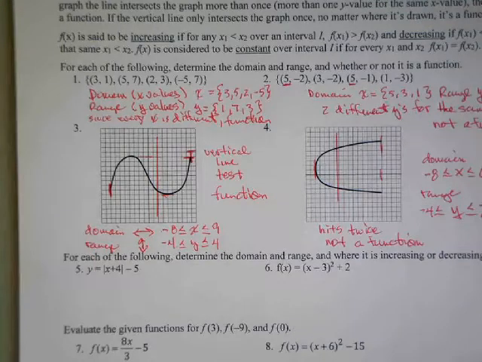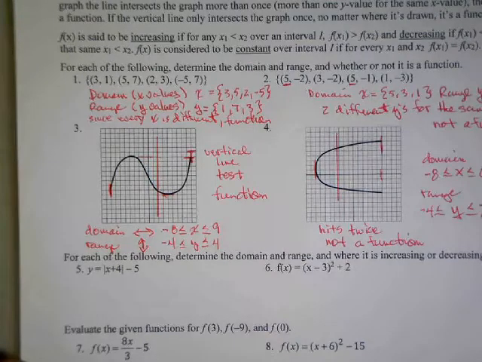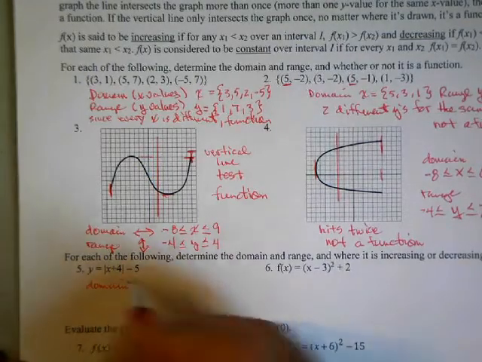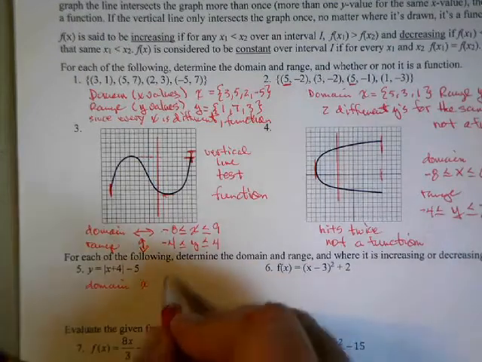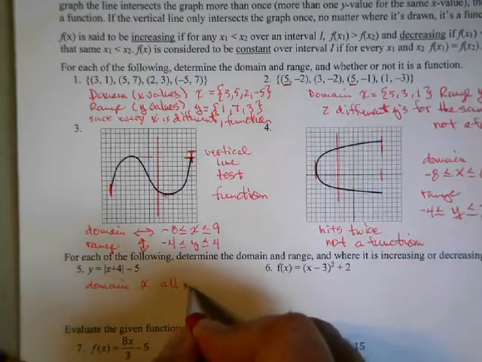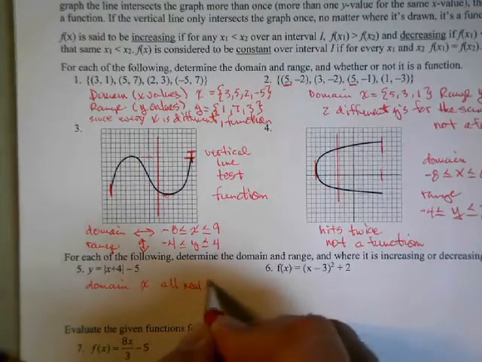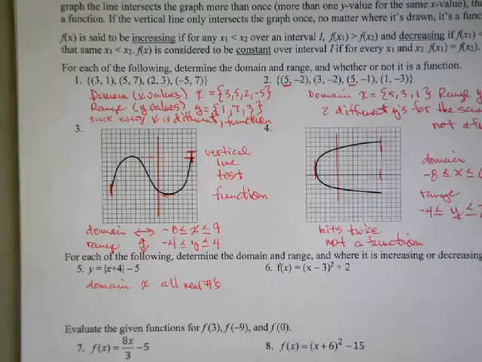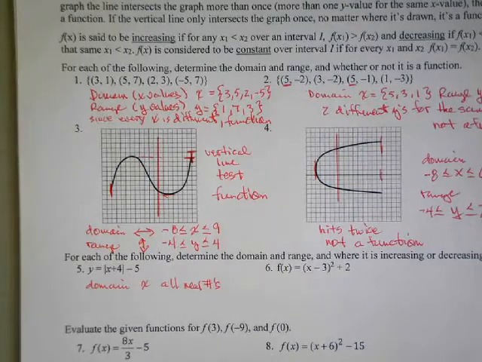Now, most of the time, the input's going to tend to just be, again, x. It's going to be all real numbers. In other words, in this equation here, I can put in positive, negative, positive x's, negative x's. I can put in 0. There's no limit to the values of x that I can put in.